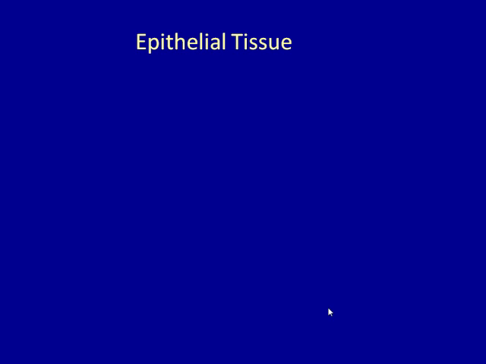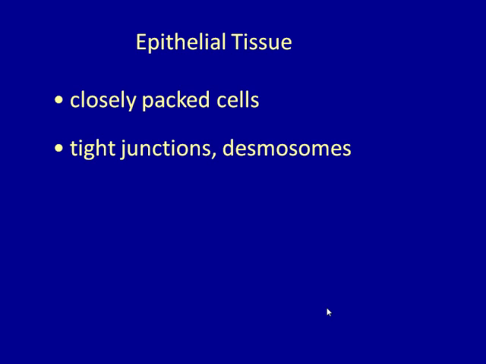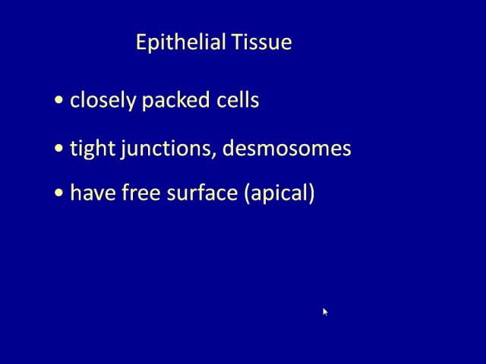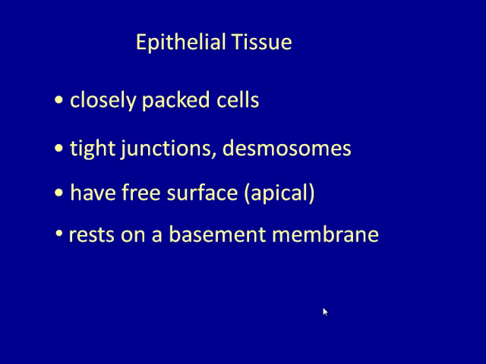Epithelial tissues are unique in that the cells are closely packed together. They're held together by tight junctions and/or desmosomes. Because they line areas and cover surfaces, they have what's called a free surface. That is, a part of the tissue is exposed in some way to an outside part of the body. We call this free surface the apical surface. The cells then rest on what's called a basement membrane. This is a little bit of non-living material that helps provide a framework for the cells to rest on and helps cement them to underlying cells.